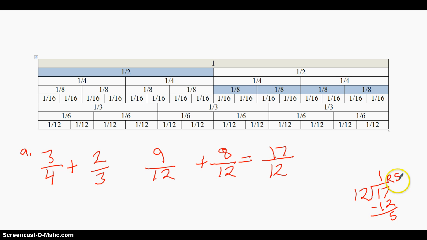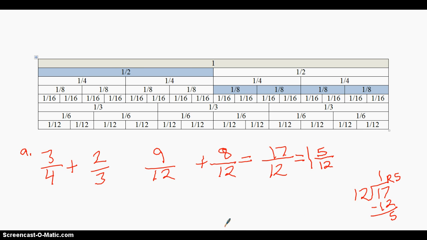Now, when you have this done, all you have to do is think: my quotient, my whole number, 1, is going to be the whole number in this mixed number. 12 remains as my denominator. That did not change. The remainder becomes my new numerator. So that 5 is going to be my new numerator.